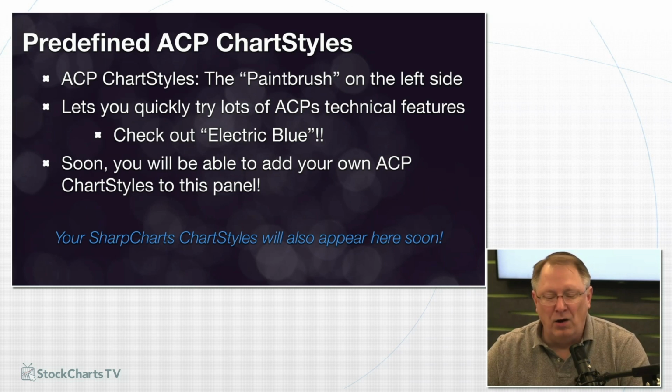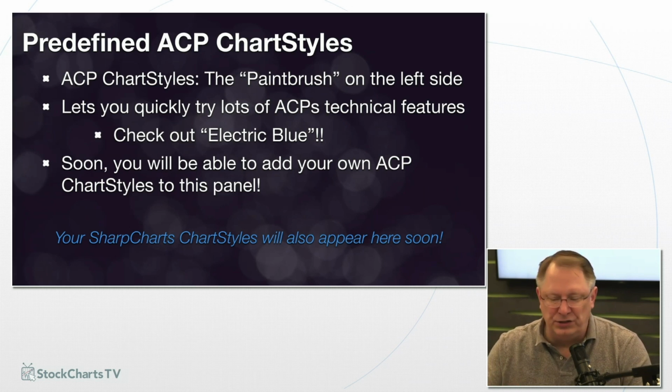Now, currently, the only things in the chart styles panel are things that we've created and stored there for you in a predefined way. Very, very soon, you'll be able to save your own chart styles in there. And so you'll be able to create and save templates for ACP charts so you can use them again really, really easily. You can currently do that in SharpCharts, our other charting tool. The ability to do that in ACP is coming very soon.